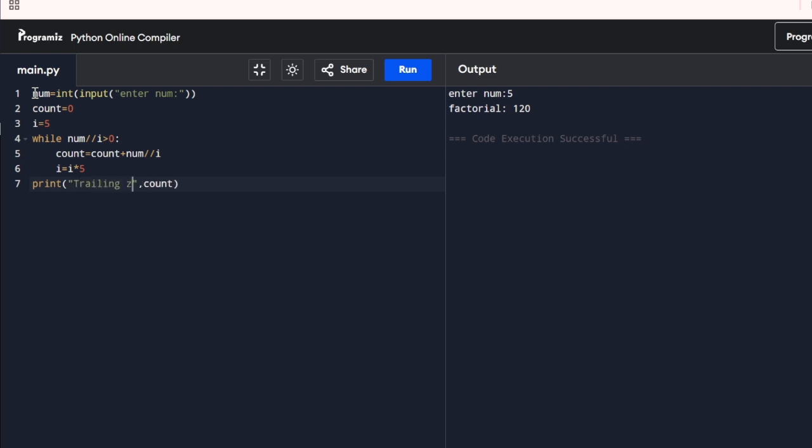Trailing zeros will be printed here. So what was happening here is, firstly, what is the purpose of the code?